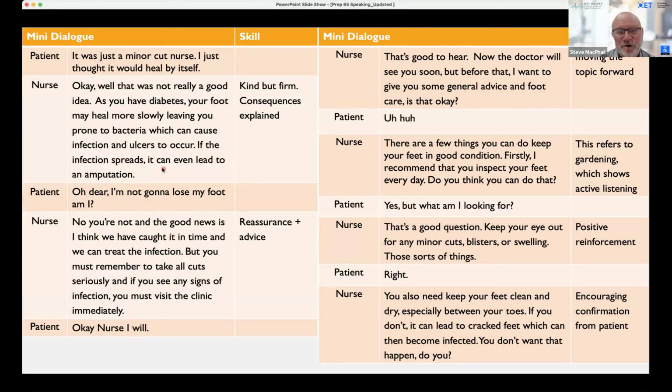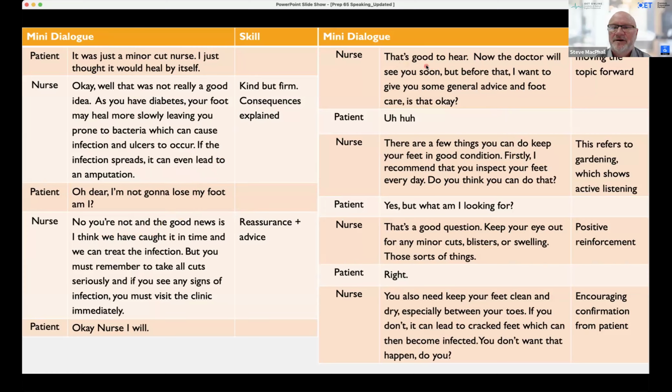We're not saying it will, it can even lead to infection, amputation. It's a possibility. They're not saying you might lose your leg, it's just a possibility. But when the patient asks, you say, no, you're not. Just letting you know these are potential consequences.